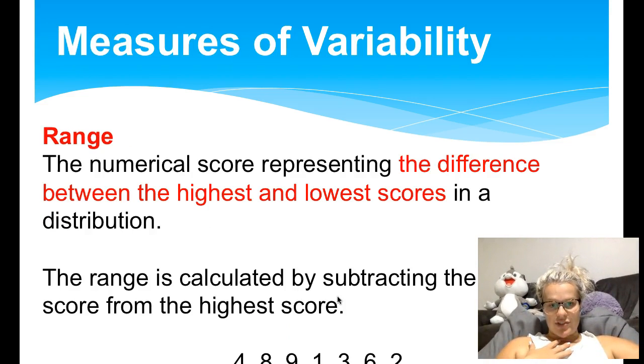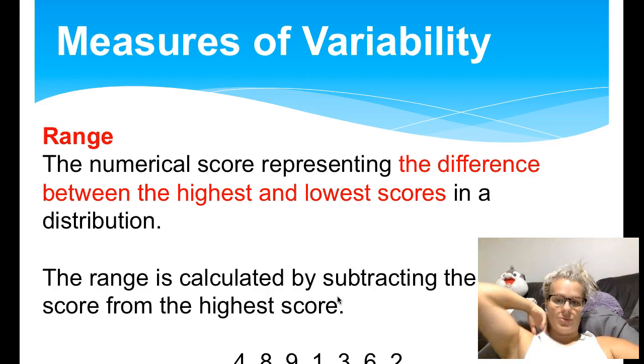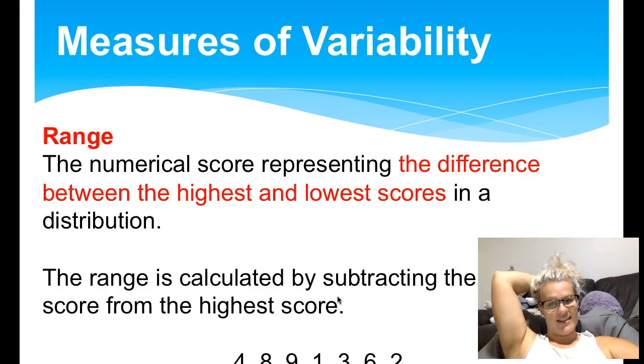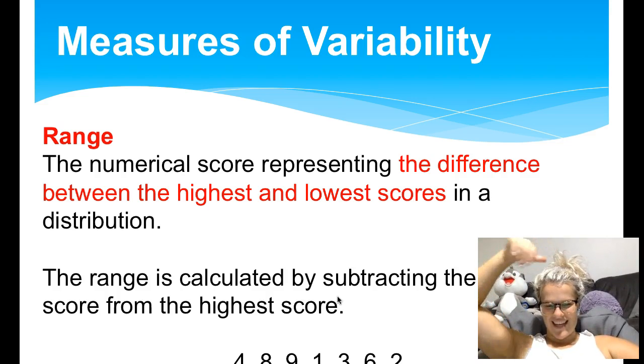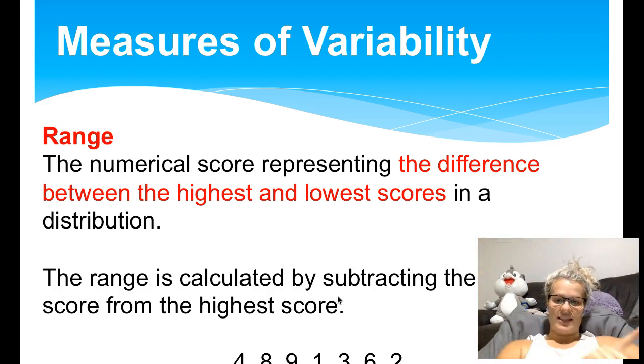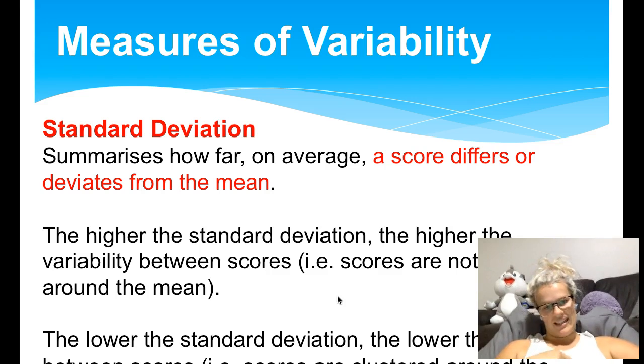So range is the numerical score representing the difference between the highest and the lowest score in a distribution, and it's calculated by subtracting the lowest score from the highest score. So in this example here, we subtract the lowest score, which is 1, from the highest score, which is 8. So 9 minus 1 equals 8, so your range in this is 8. There are 8 scores from the lowest to the highest.